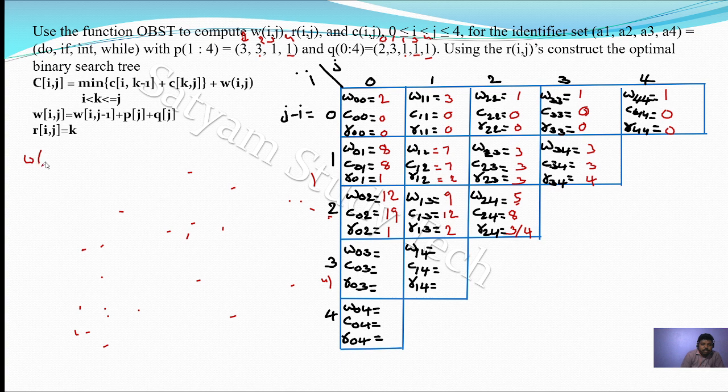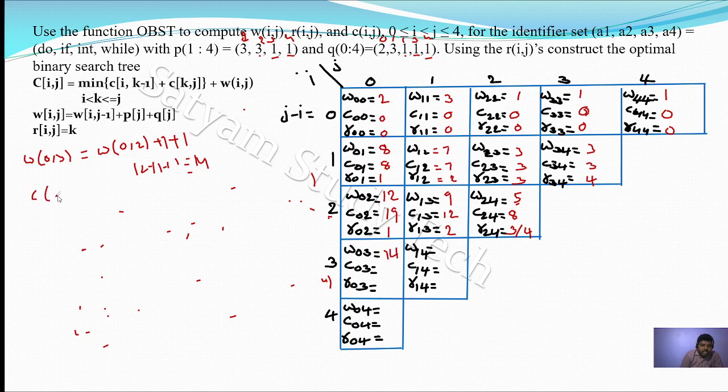Here it is W of 03, that is equal to W of I comma j minus 1, that is 0 comma 2, plus P of j, that is P of 3. P of 3, you know already P of 3 value is 1, plus Q of 3 value is also 1. So W of 02, what is the value of W of 02? That is 12. So 12 plus 1, that is equal to 14. W of 03 value is 14.